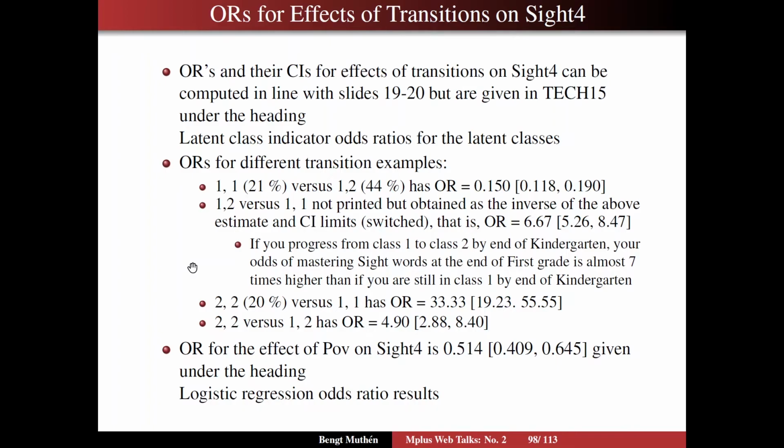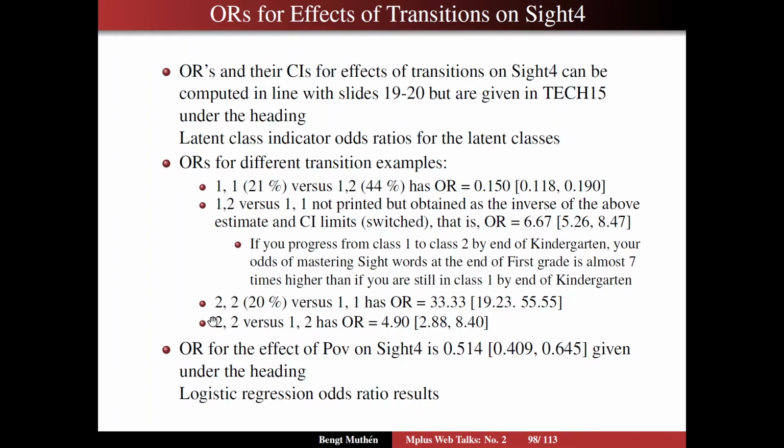So it's better to move on than to stay, which is what you want to see. Now, what about being in class 2 already from the beginning and staying in class 2, 20% take that path, versus staying in class 1? Well, that is a very high odds ratio of 33. Clearly different from 1. So it's much better to be in class 2 already, even if you stay there throughout kindergarten, even if you don't move on.